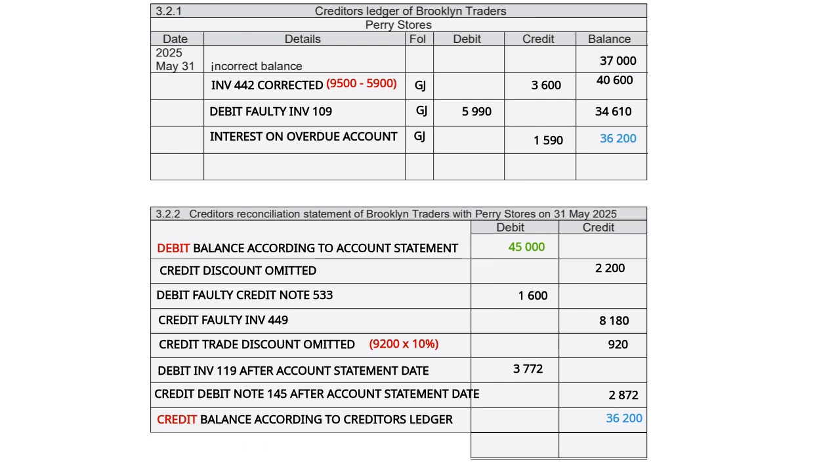And if you add up the debit column, you get a total of 5372. If you add up the credit column, you also get a total of 5372. So now our creditors reconciliation process that we have just followed is in balance.